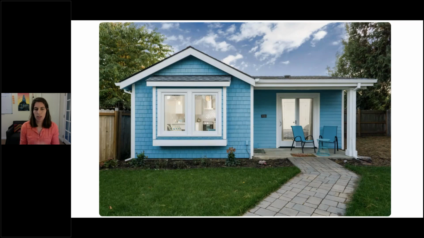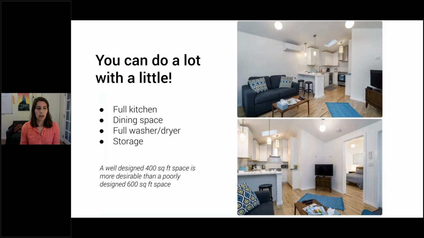So I really liked this one, this little teal unit. And the cool thing about this unit is, like any accessory dwelling unit, it's got a full kitchen, it's got living space, it's got a bathroom. Here they've set up a little dining space, they've got a full washer dryer, and they've got storage. And so the thing to keep in mind is that a really well designed 400 square foot space is so much more desirable than a poorly designed 600 square foot space.